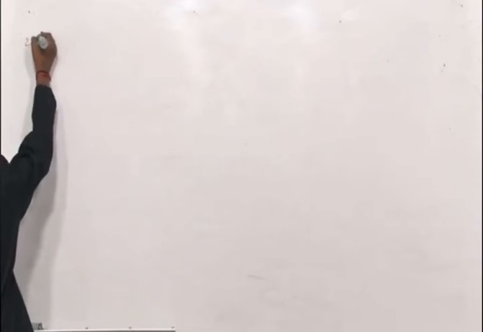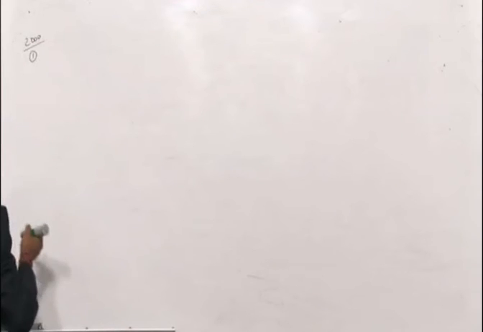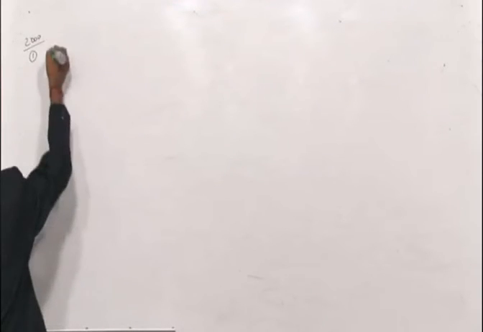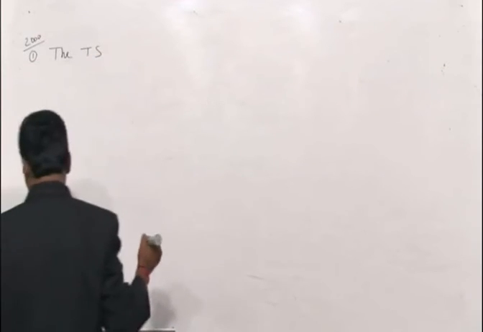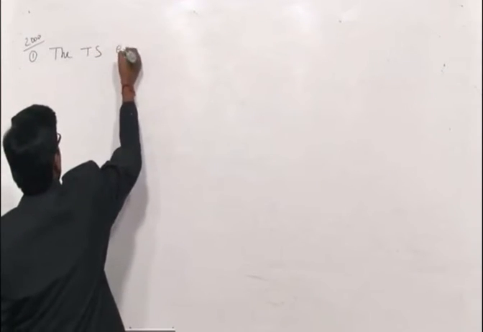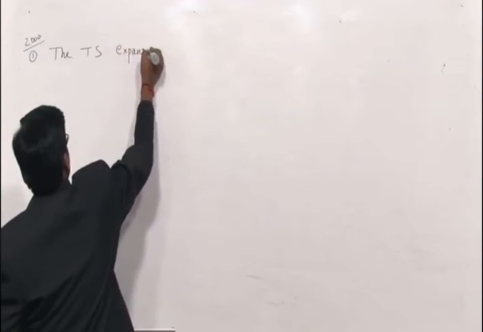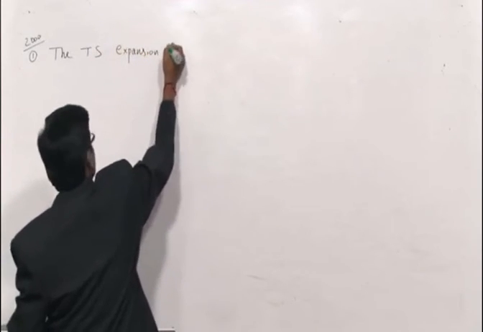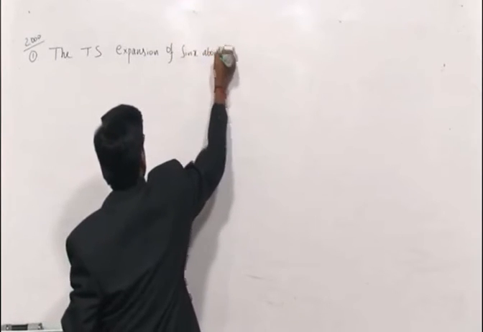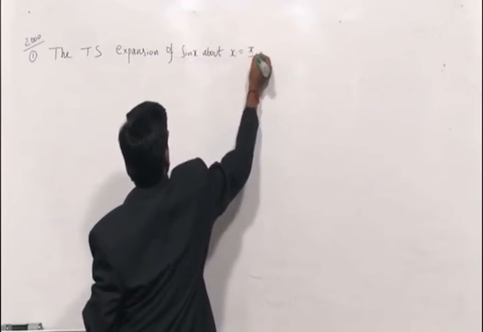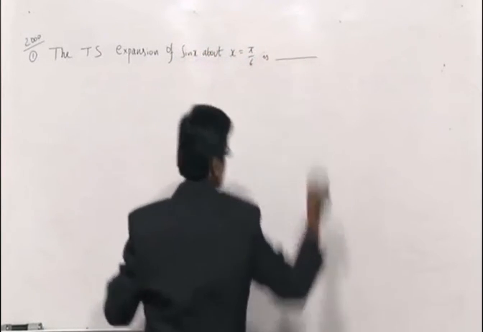Now I am giving problems. This was asked in 2000. The Taylor series, I am writing in short form TS. TS means Taylor series. Expansion of sin x about x is equal to pi by 6, for 2 marks.